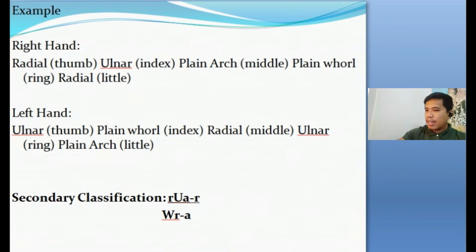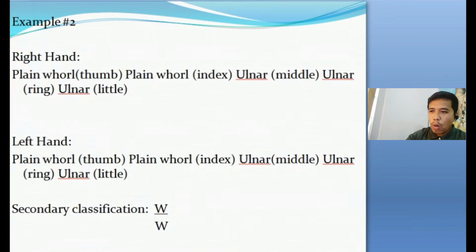Let us have another example. This is the last one. So you take the fingerprints of the suspect and this is what appears on the fingerprint card. Yung right hand niya, plain whorl sa thumb, plain whorl again sa index, ulnar sa middle, ulnar sa ring, ulnar din sa little finger. Sa left hand niya, plain whorl sa thumb, plain whorl din sa index, ulnar sa middle, ulnar sa ring, tsaka ulnar din sa little finger. So what will be your secondary classification?